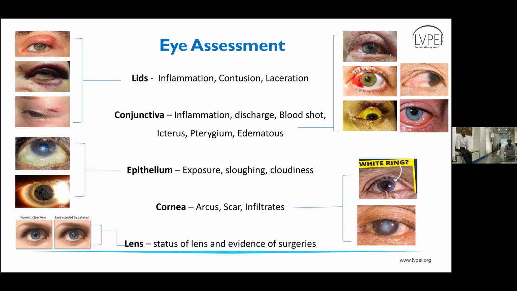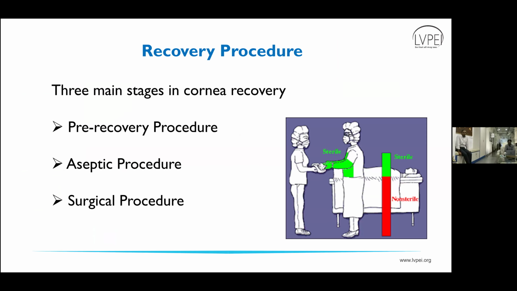So prior to going for recovery, the recovery procedure will have three major stages in cornea recovery: pre-recovery procedures, aseptic procedure and surgical procedure, right? So we'll start with the pre-recovery procedures first.